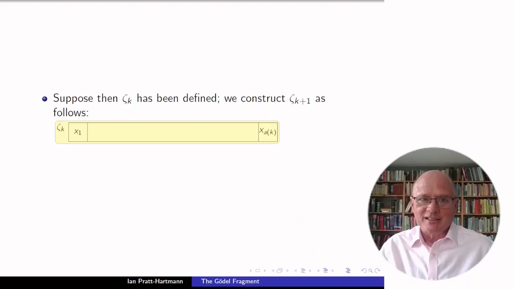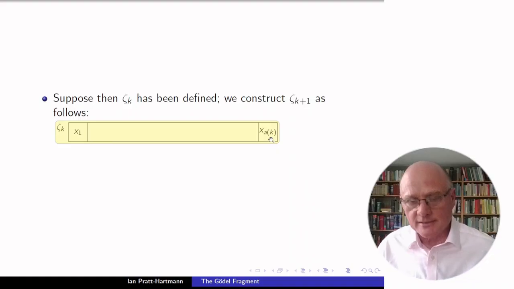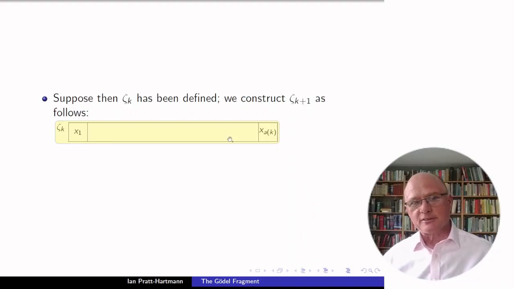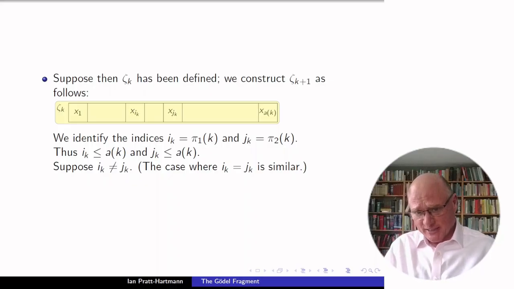Okay, so now we've got to do the work. Suppose that zeta k is defined, and this will have arity a of k. That's quite a large number in general. So what we're going to do is build zeta k plus 1. The first thing we need to do is identify the indices i sub k and j sub k, and these will be given by pi 1 of k and pi 2 of k.